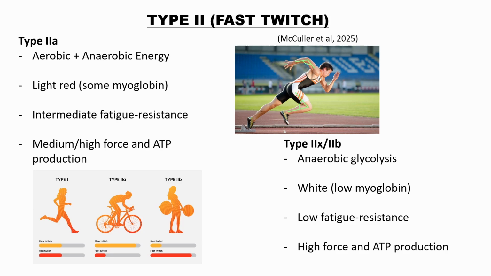And finally, type 2X or 2B uses only anaerobic glycolysis. It's white because it's very low in myoglobin, and it has very low fatigue resistance, but it can produce high force and ATP quickly. So it's very good for, say, sprinting or Olympic weightlifting.